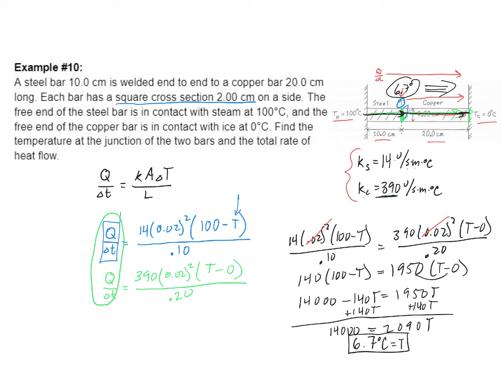Now, the other question here is find the temperature at the junction of the two bars and the total rate of heat flow. So in order to find the total rate of heat flow, we're just going to take that temperature, put it into either one of these two equations. It shouldn't matter because they're equal, right? I'm going to let you go ahead and do that because you don't need to watch me do algebra and punch numbers into my calculator. You should hopefully get 5.2 watts or joules per second. All right, so give that a try, and once you got it, move on to the next question.